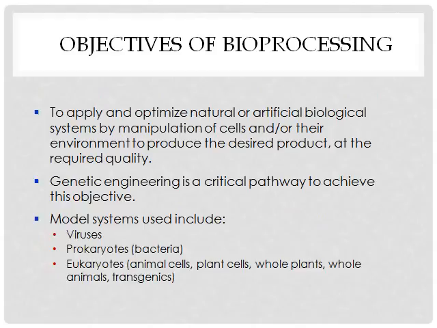The objectives of bioprocessing are to apply and optimize natural or artificial biologic systems by manipulation of cells and/or their environment to produce the desired product at the required quality. Genetic engineering is a critical pathway to achieve this objective. The model systems that are currently used are viruses, prokaryotic cells such as bacteria, or eukaryotes such as animal cells, plant cells, whole plants, whole animals, or transgenic animals.